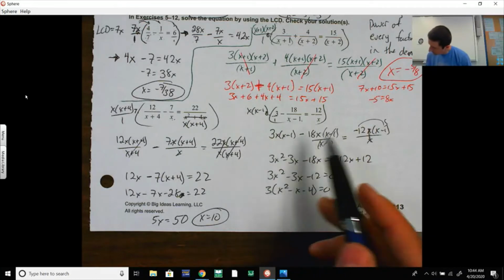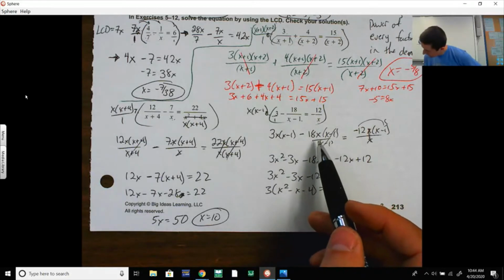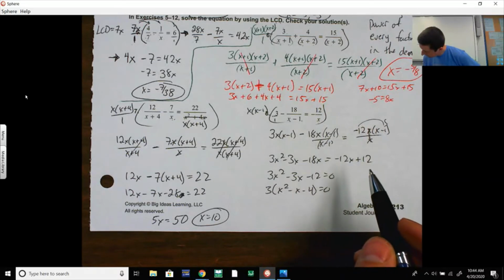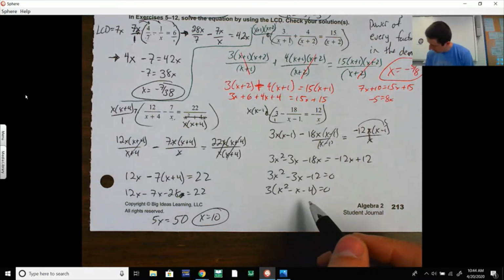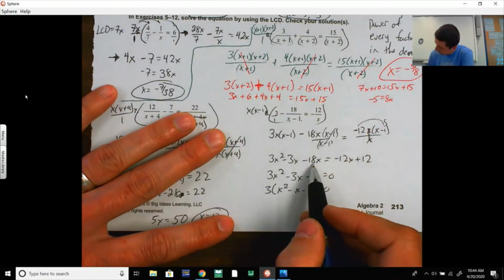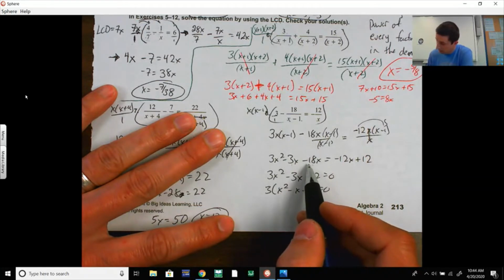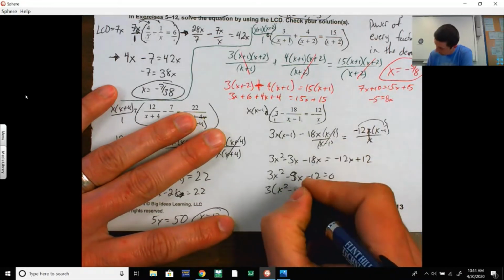3x squared, I'm going to double check this real quick. Minus 18x, yes, equals negative 12x plus 12. Alright, so it looks like we do have a quadratic that is not factorable. 3 minus 18, oh that is, hang on, here we go. Negative 3 minus 18, negative 21. Negative 21 plus 12 is negative 9, which makes this a negative 3.